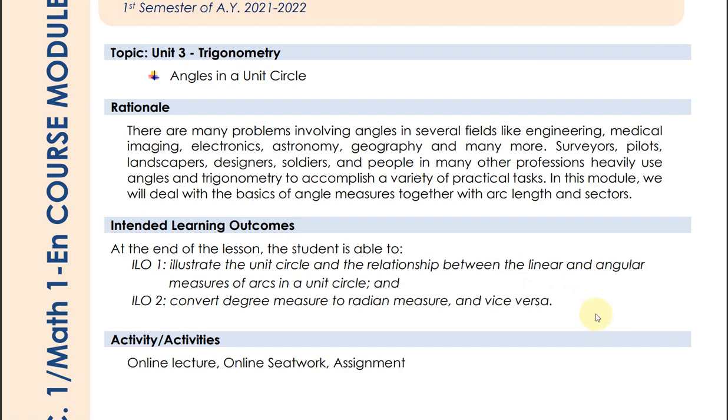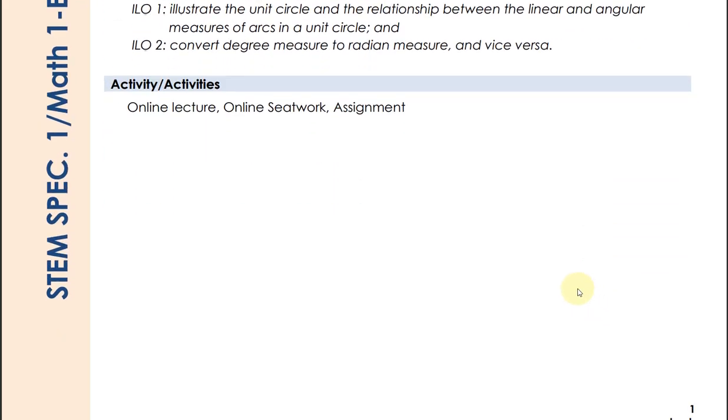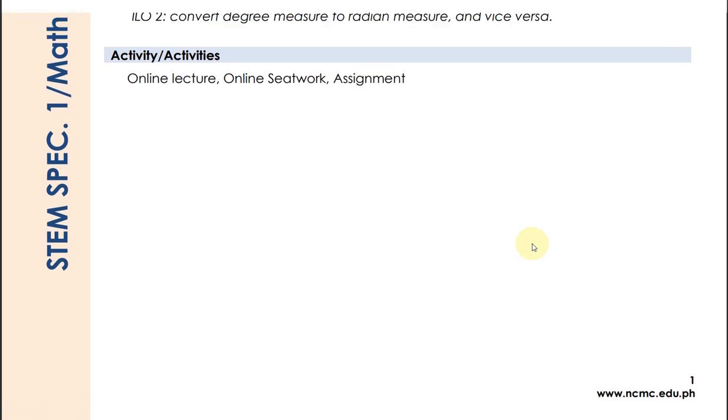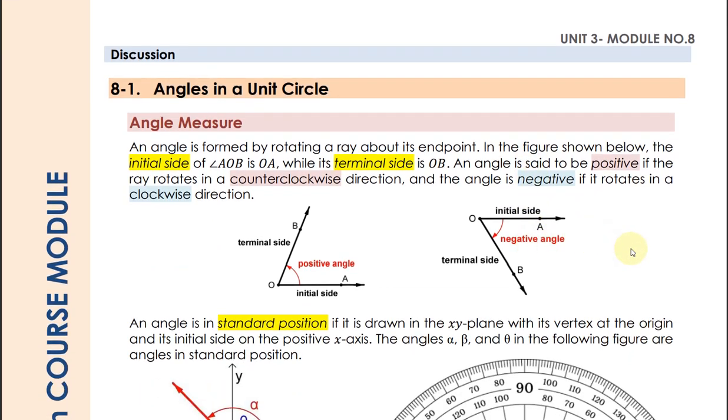At the end of this video discussion, you should be able to illustrate the unit circle and the relationship between the linear and angular measures of arcs in a unit circle. And second is to learn converting degree measures to radian measures, and vice versa. By the end of this module also, I will give you your final seat work and assignment for this semi-final term. So let's proceed.